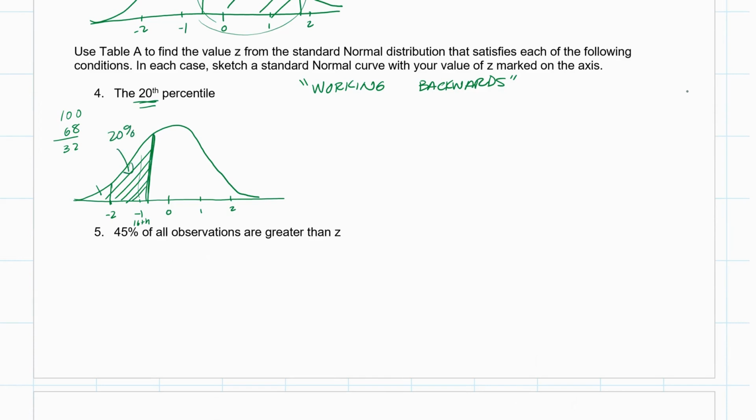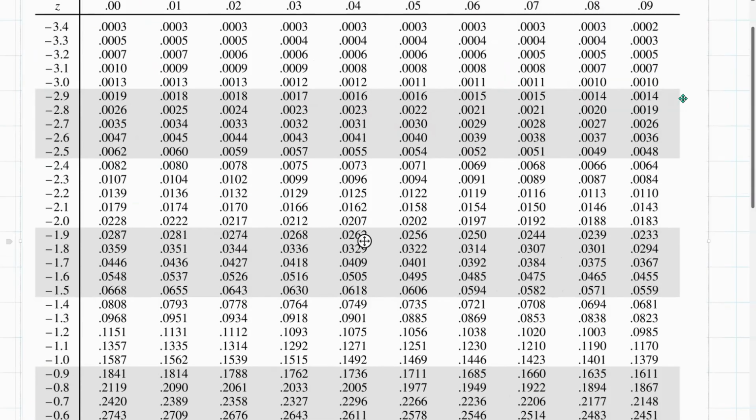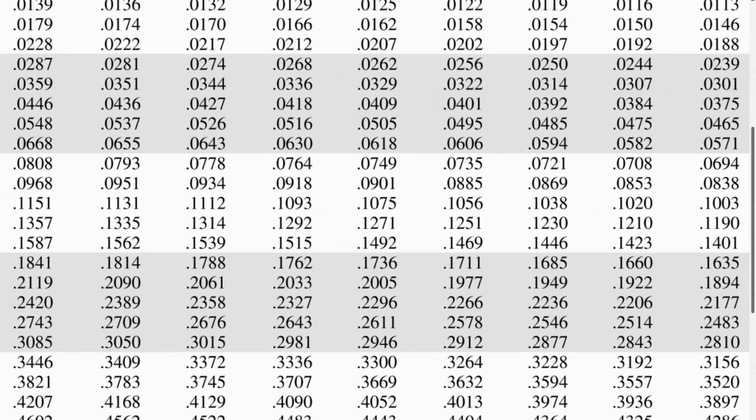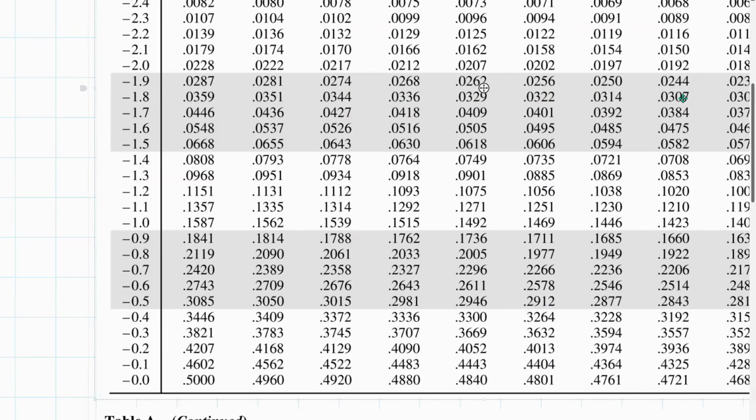Now, how are we going to do that using table A? Well, instead of taking the z value and trying to find the number in the middle, we're going to start with a number in the middle and then find the z value. So we're going to look at the vast middle of this table and say, where's the number that's closest to 20%? I think that number is right about here. There's 0.2005. Now 0.1977, that's close to 20%. It's about 0.0023 off. This one's about 0.0005 off. So this one's closest. So we're going to say that's our number.